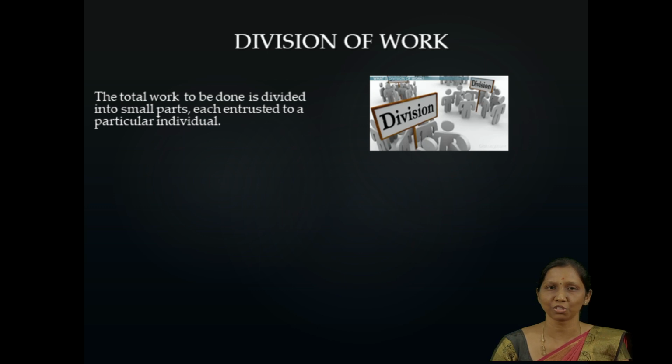What do you mean by division of work? Division of work is nothing but the total work being divided into different sections or different parts. Why are we dividing the total work into different sections? For example, in a garments factory, stitching a shirt involves various steps, various processes. For example, cutting and stitching, then buttoning, ironing, packing.